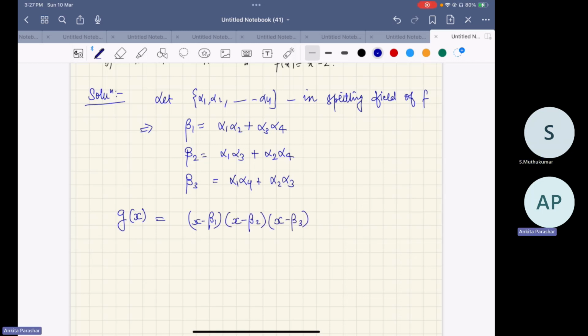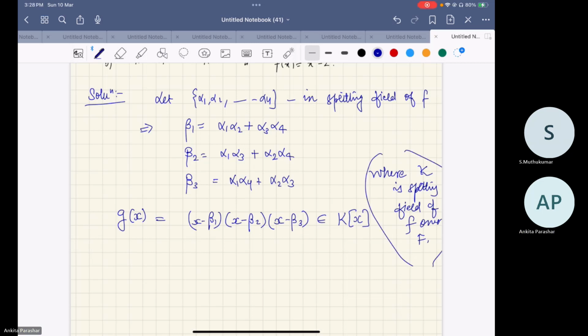This is the polynomial. In general, it looks like this polynomial is in K[x], where let's say K is the splitting field of F over K over F. Sorry. Where all roots lie, the sum also lies, and therefore their beta also lies, and therefore the polynomial is in the splitting field.